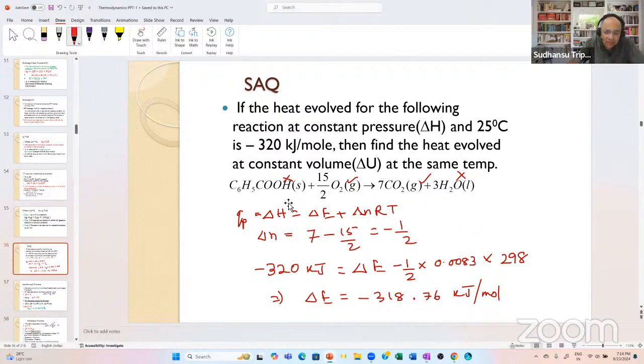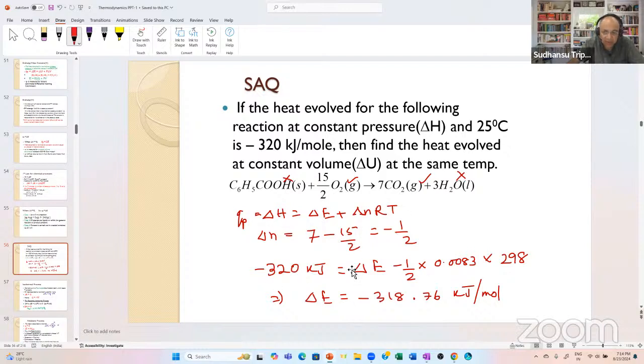So the reaction is given, benzoic acid is a solid, oxygen is a gas, carbon dioxide is a gas, and at room temperature, water is a liquid. So 7 minus 15 by 2, how much? Del N is minus half. Right minus left, only gaseous components. So del N is minus half, and you use this equation, del U is equal to del H minus del N RT.